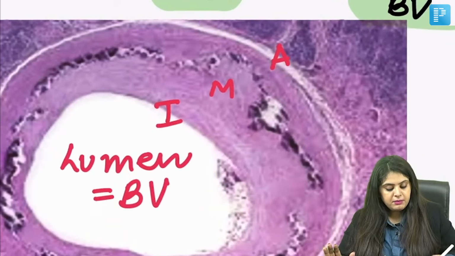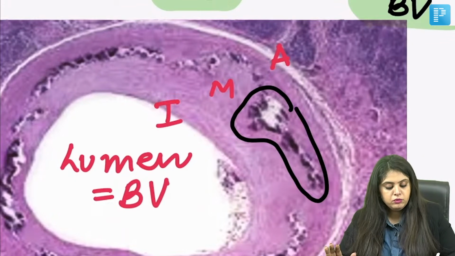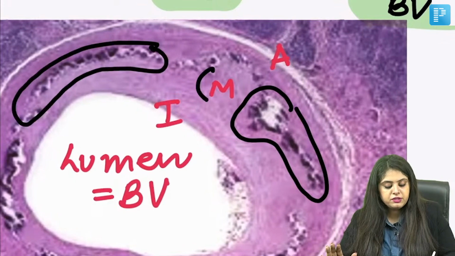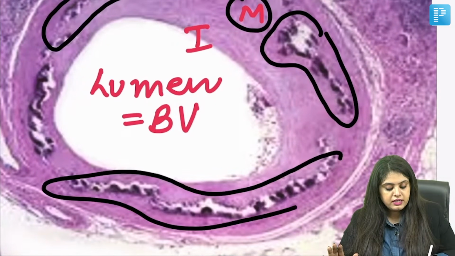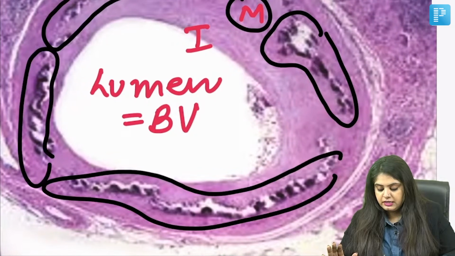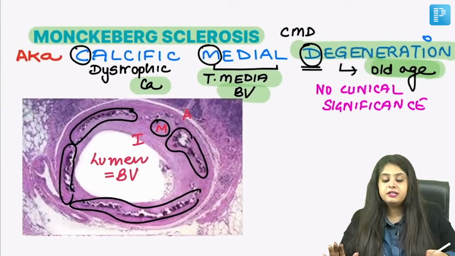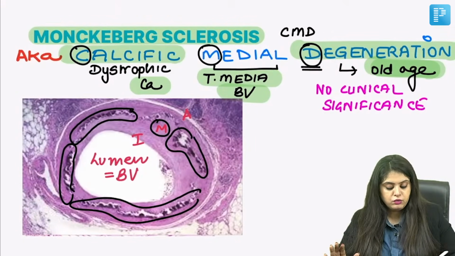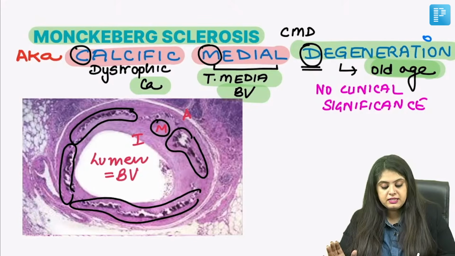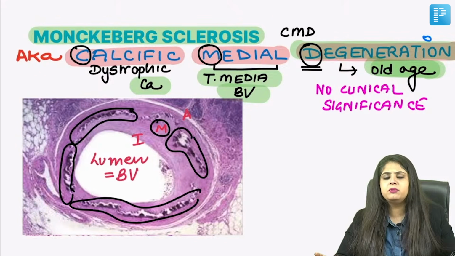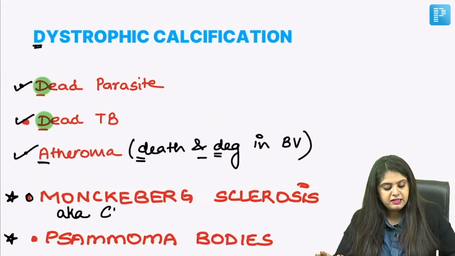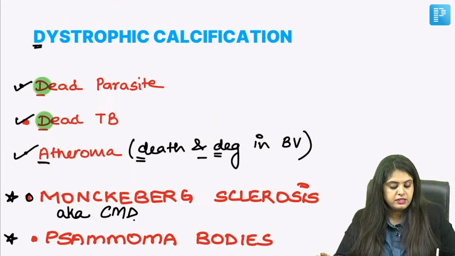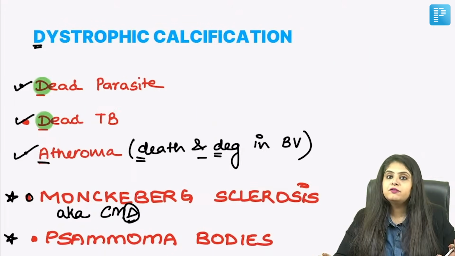Now in the tunica media, I saw that there is a lot of blue color calcium that is getting deposited. Yes, and that is settled. So now read it again: calcific, because ma'am, there is going to be calcium deposition. Medial, where tunica media; degeneration, old age hai, koi problem nahi hai. That is the other name for Monckeberg sclerosis. So the other name is calcific medial degeneration. Degeneration word aaya to dystrophic calcification.